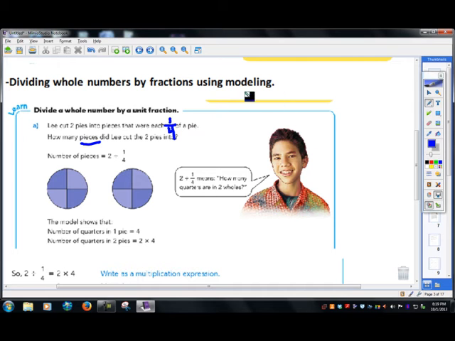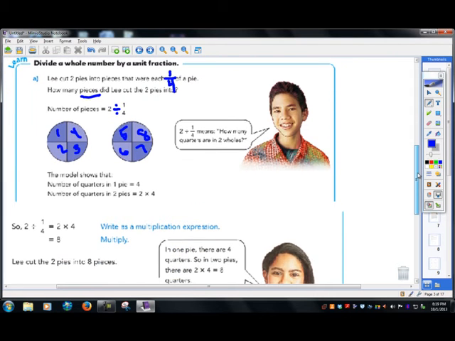So, let me put this from a different perspective. Okay, if you had 2 pies, well, actually, let me just use their picture because they already have it, and we're cutting the pieces into 1/4, then you can see that we're going to have 1 piece, 2 piece, 3 piece, 4 piece, and then this would be 5. Oops, sorry about that. 5, 6, 7, and 8. Okay, this is doing 2 divided by 1/4. You're cutting it into 1/4 sections.